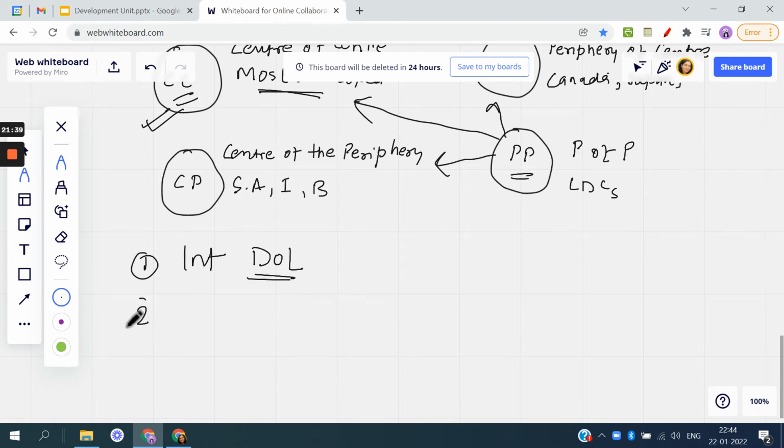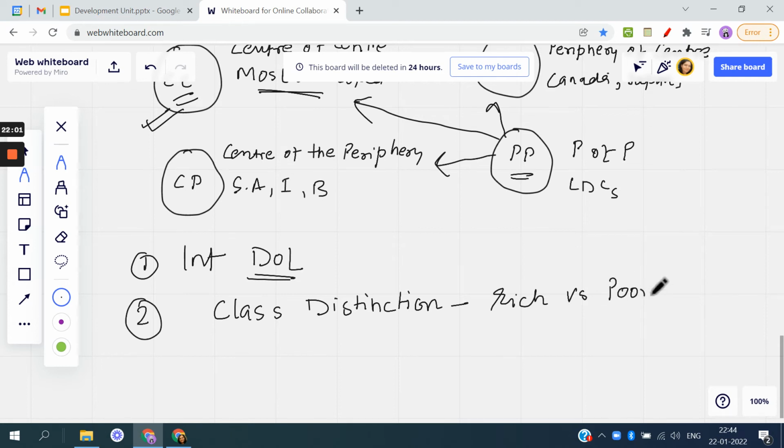Then you have the second one, which says there is a class distinction. What is this class distinction? Amongst all these countries, there is a division between the rich and the poor people, right? There is rich versus poor in all these countries. Even if we consider CC as the rich countries dominating the other countries, within these countries there is also rich versus poor.